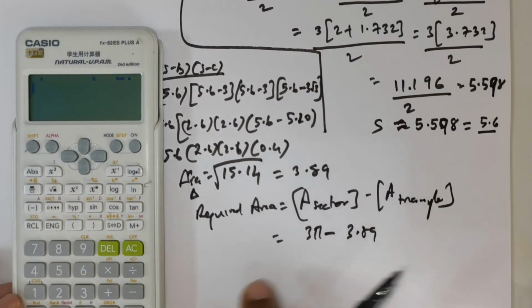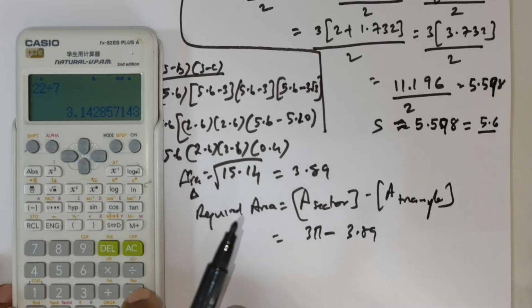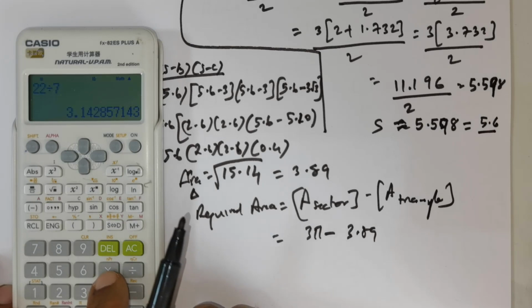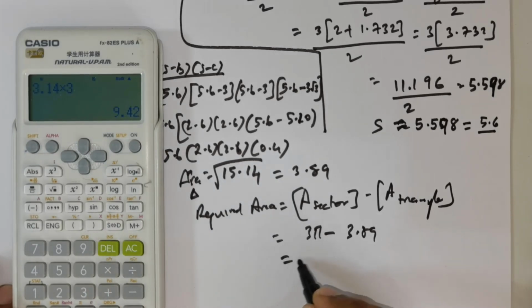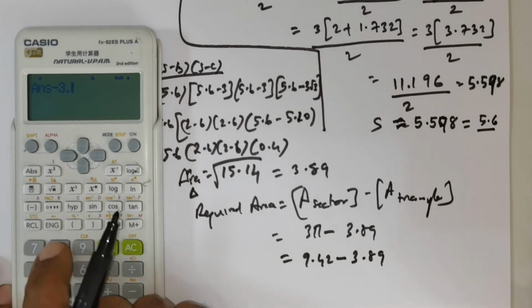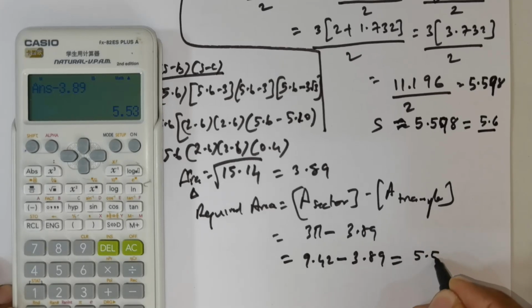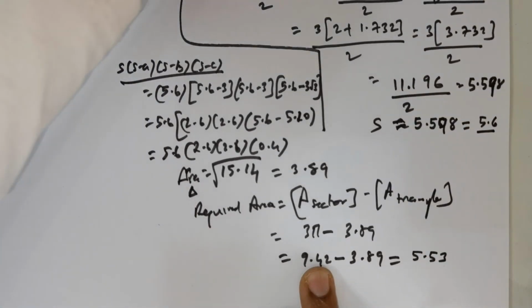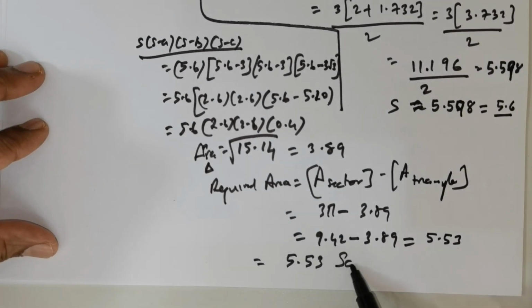So 3 times pi minus area of the triangle, 3.89. So pi, 22 divided by 7, 3.14. I will take 3.14 multiplied by 3. This is 9.42 minus 3.89. So this value is 5.53. So required area is 5.53 square units. So this is the final answer.